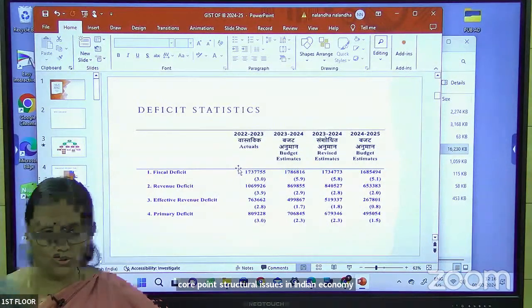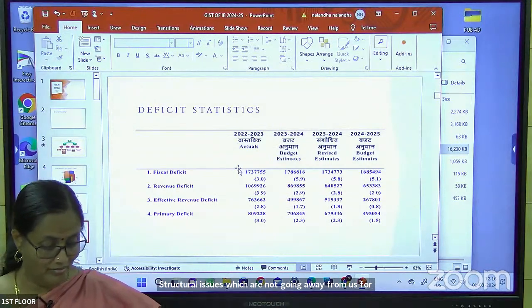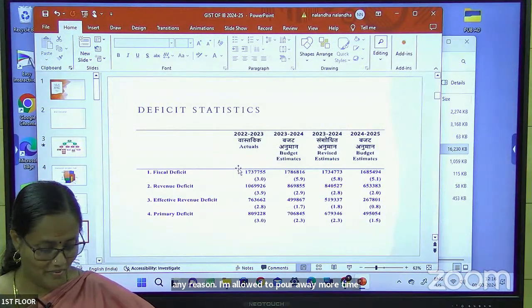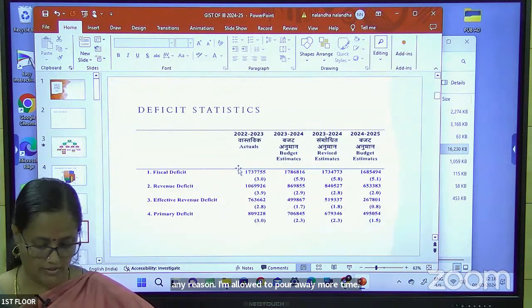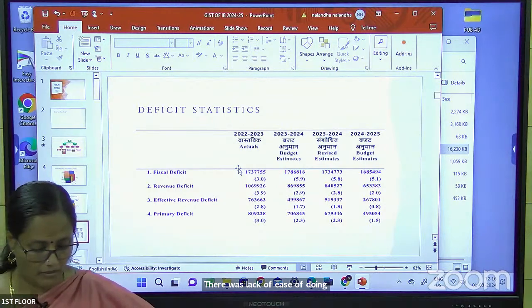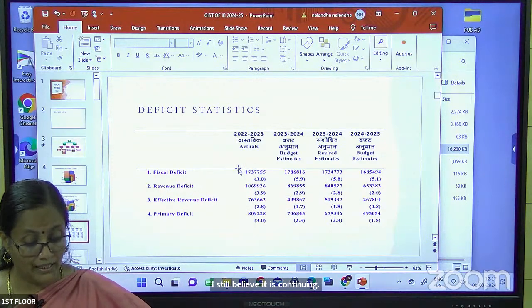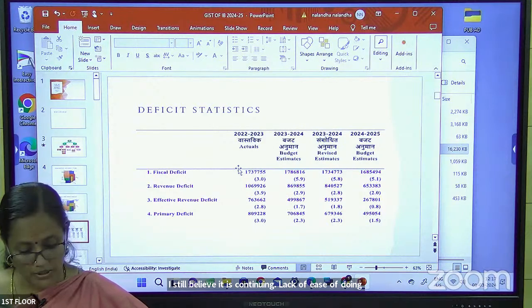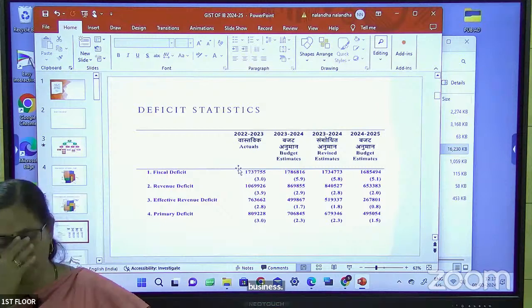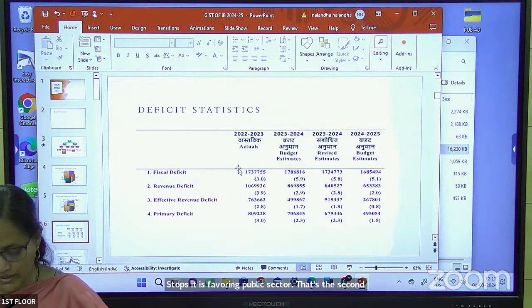Structural issues which are not going away from us for any reason. There was lack of ease of doing business. First point under that. I still believe it is continuing. Lack of ease of doing business. Subsidies favoring public sector. That's the second point. Subsidies are favoring the public sector.